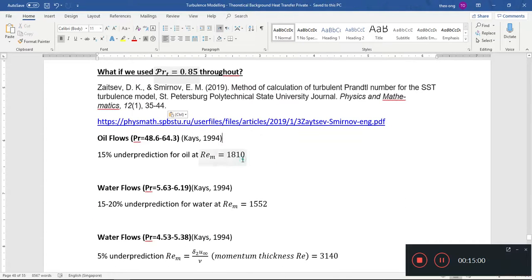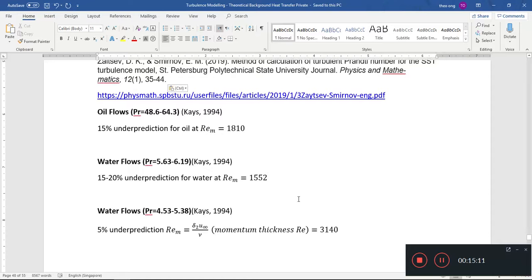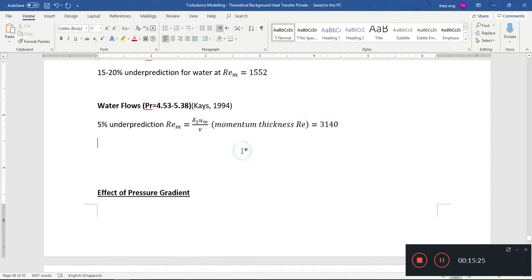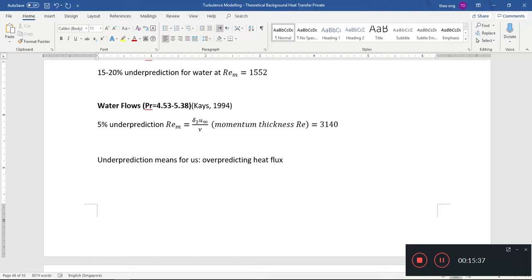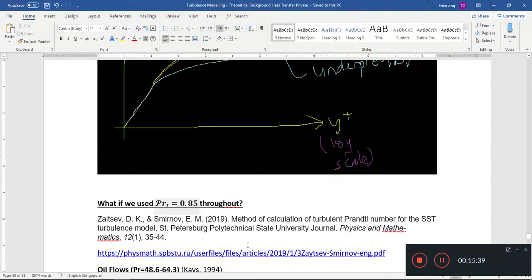So 15% under prediction for high Prandtl number. It's 15 to 20% in this Prandtl number range, 5.63 to 6.19. Interestingly enough, for water flow with an even lower Prandtl number, there's a 5% under prediction of T plus. What does under prediction mean? Under prediction means for us over predicting heat flux.